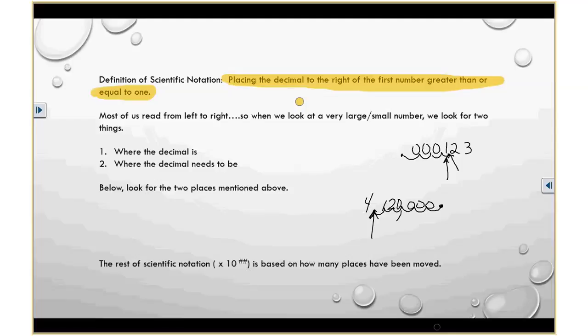So that way you don't ask, because the first thing I get when I'm giving this is, which way do we move it? Look at the number first. Look at a number. And that's why I put those two numbers up there so you can say, where do I move it? Most of us read left to right, so when we use a very large number, we look for two things, where the decimal is and where it needs to be.